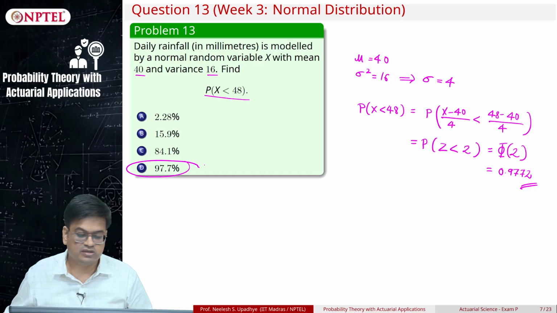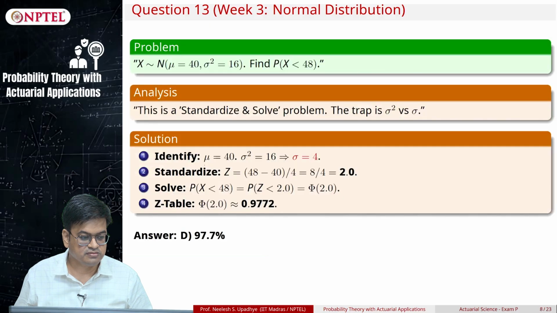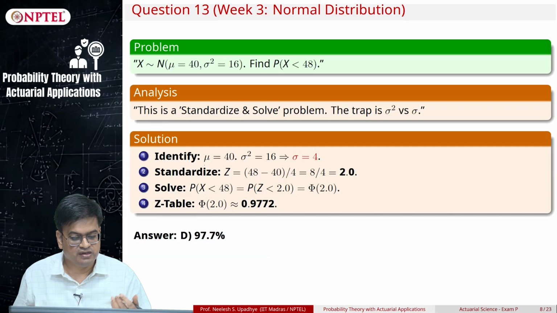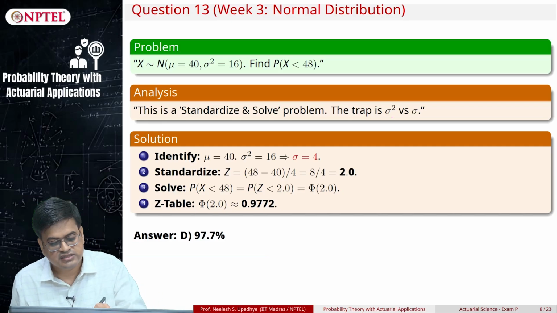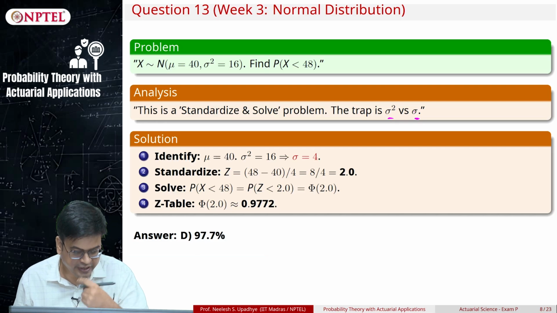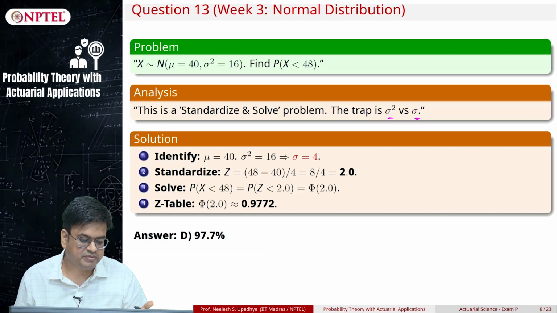So, we have actually solved this problem as well. Nothing great. You can consider this a trap, sigma square versus sigma. If you forget to do that, then you may land up in trouble, so you have to check that all the time.